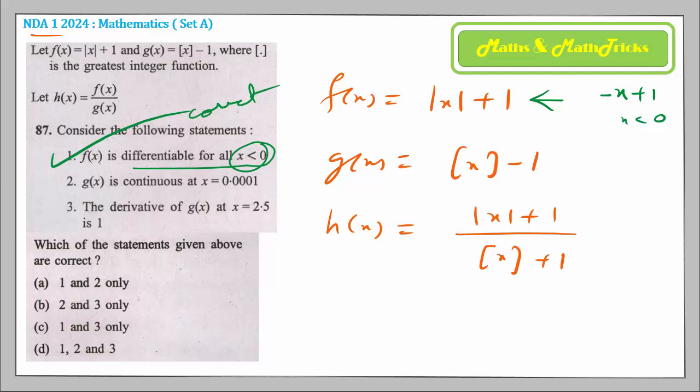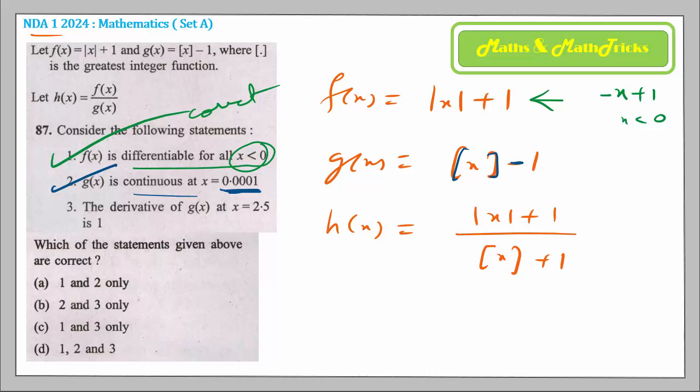g of x is continuous at x equal to 0.0001. What is g of x? g of x, the given value is 0.0001. At that the box of it is 0. So it's just a minus 1 constant function. It is continuous. Yes, it is continuous.